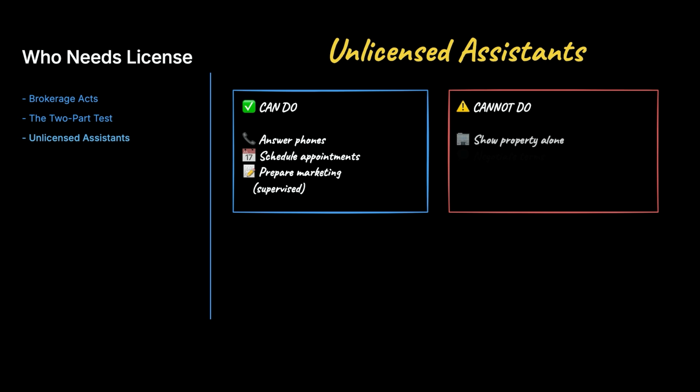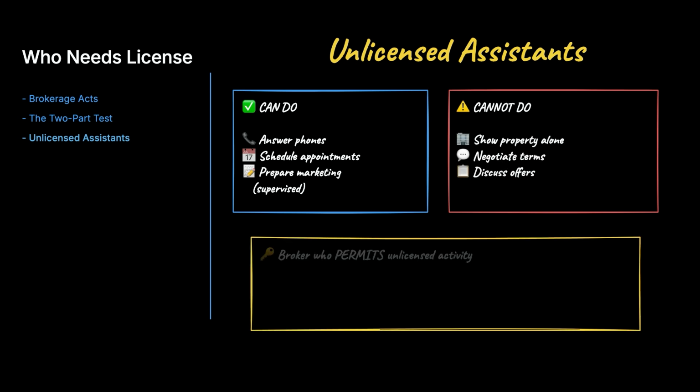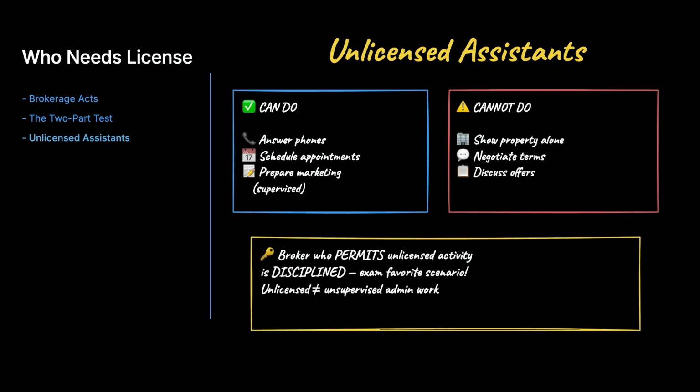A brokerage may hire unlicensed assistants for administrative work, like answering phones, scheduling, and preparing marketing under supervision, but they may never independently show property, negotiate terms, or discuss offers with parties. A broker who lets them cross that line is disciplined for permitting unlicensed activity.